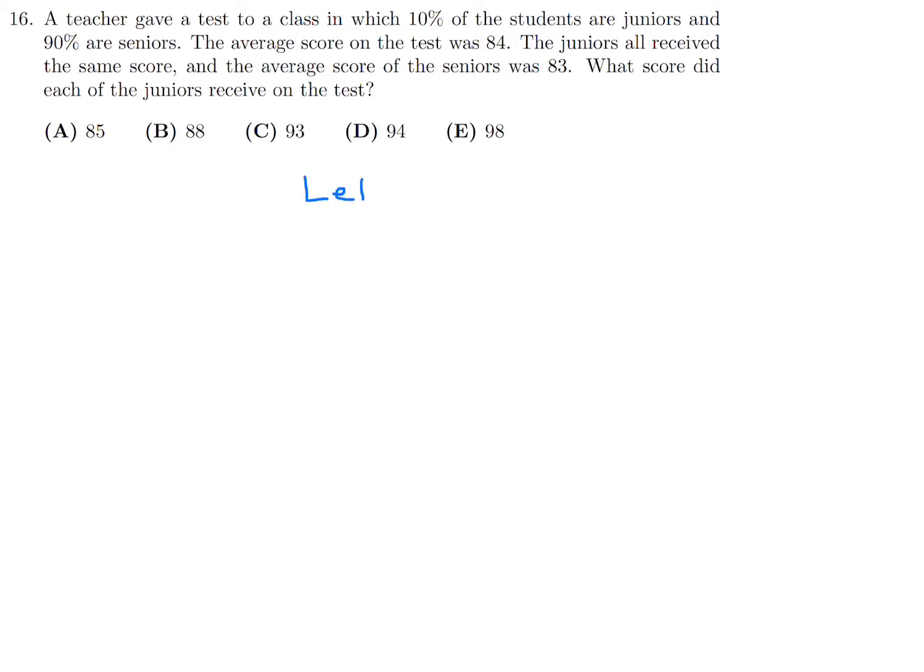So let's just make our lives easy here. Let's say there's 100 students. And therefore, we've got 10% as juniors, so that means 10 students are juniors, and 90 students are seniors. And the score that each junior gets is unknown, so I'll just label it X for now. And the scores that the seniors get, the average is 83. So I can just write 83 there. We can treat it that every student got 83, even though that's not true, we can use that number.